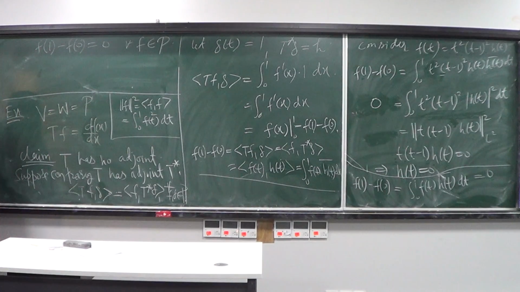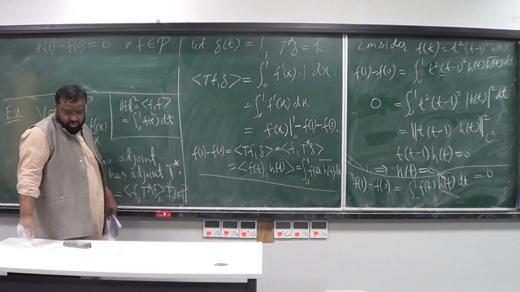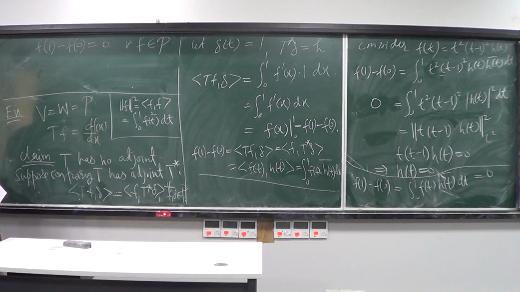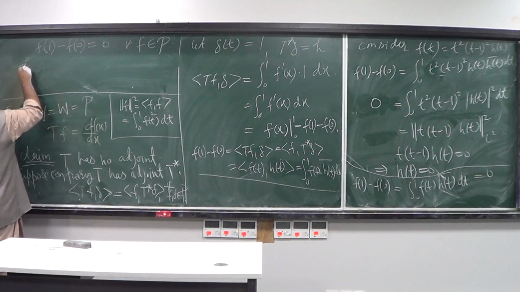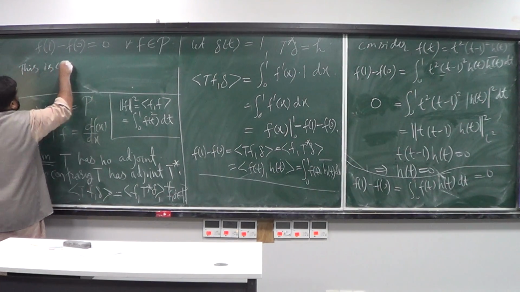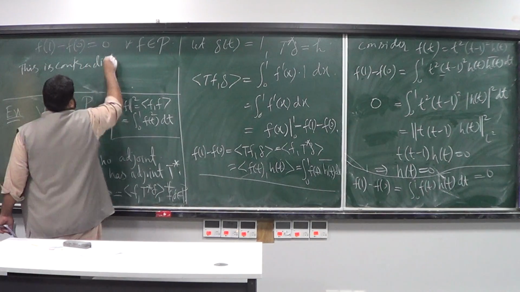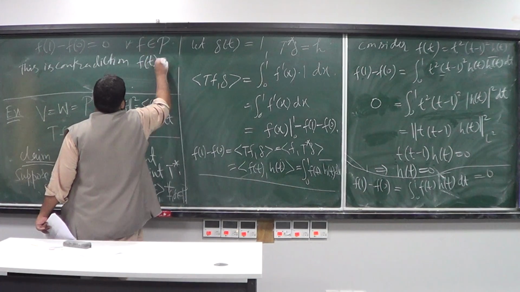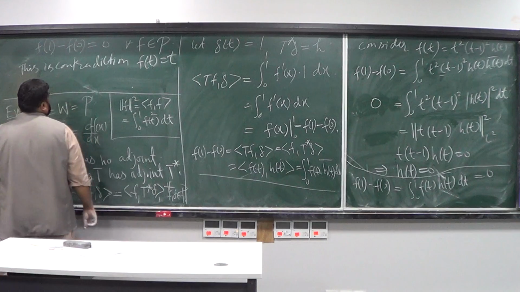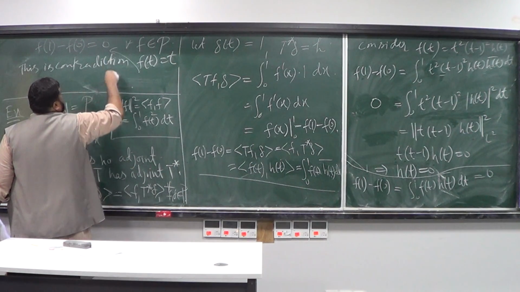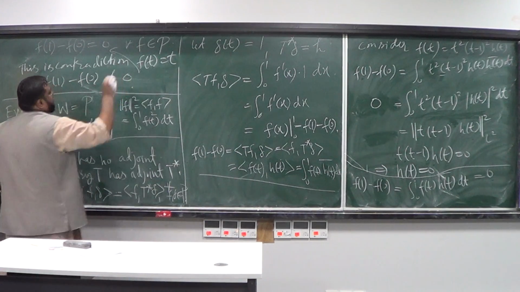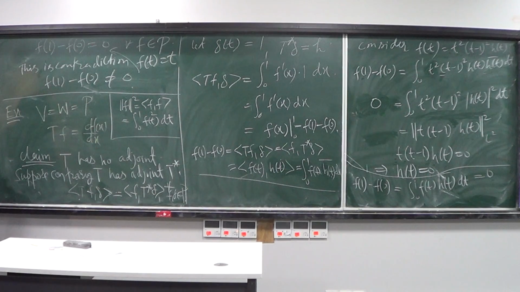But this is not true. Is it necessary that every single polynomial should give you f of 1 minus f of 0 equal to 0? The answer is no. This is a contradiction. Why? Because if you take any f, say you take f of t equal to t, a simple polynomial actually, this does not satisfy it: f of 1 minus f of 0 is not equal to 0 actually, and hence this is a contradiction.